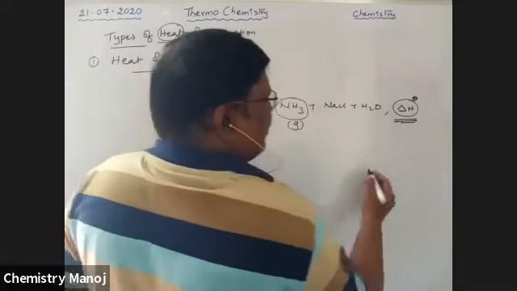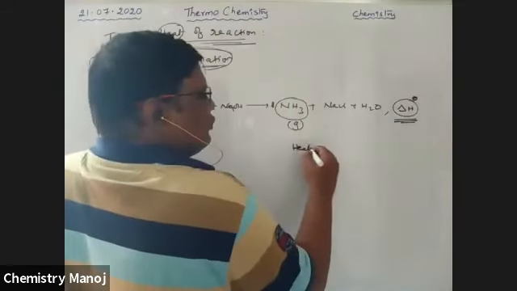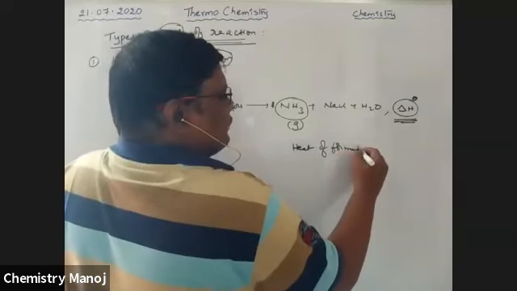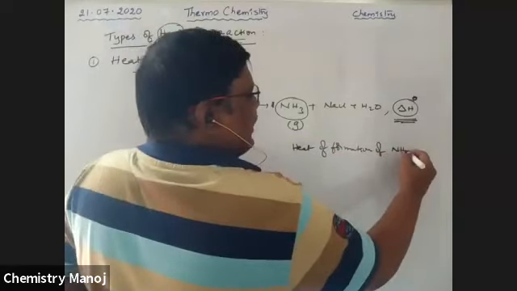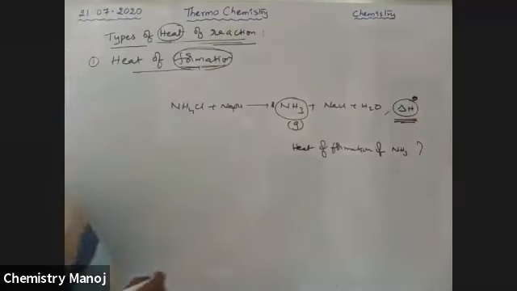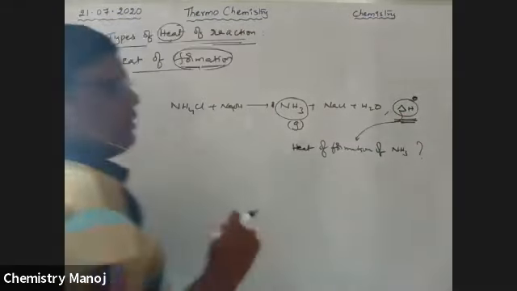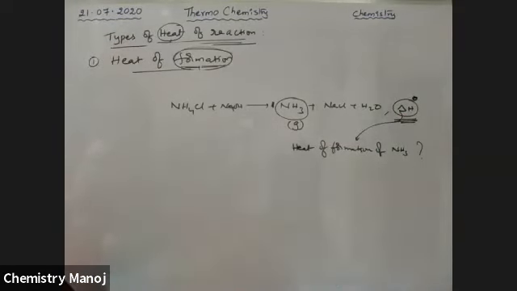Now, is this delta H value the heat of formation of NH3? Is this delta H value the heat of formation of ammonia? Why not, Swaran? Swaran says, why not? Yes, Sidhu, why not? Tell me the reason. H2O is there. What happened?